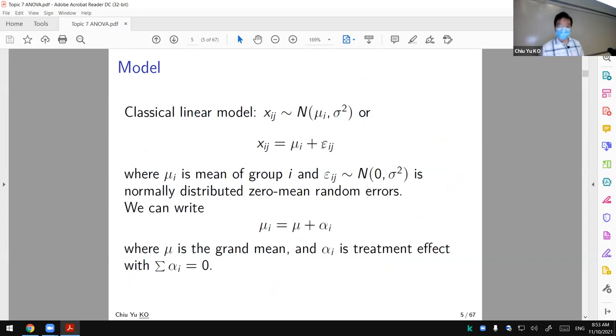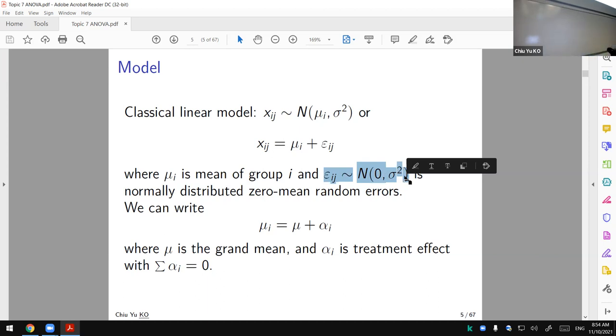This is a sum of two parts. This mu I is non-random, it's a constant term, and this is a random term. Just rewrite it: we write the random variable as a sum of a constant term and a random variable. This is a very useful way to do it because you can make this one have a zero mean, and the zero mean term we call the random error.